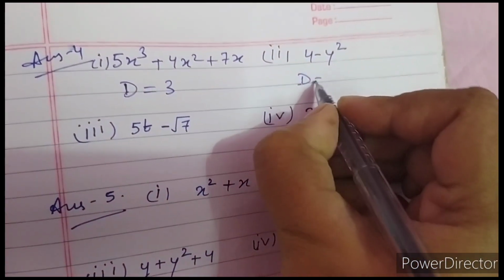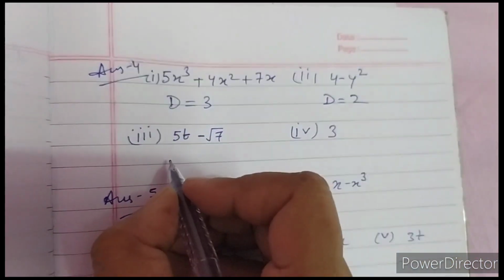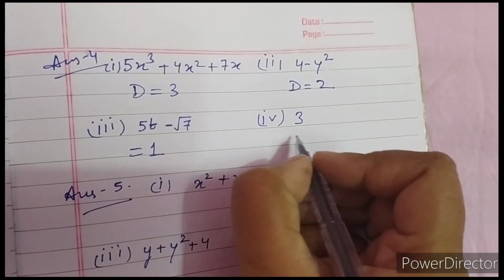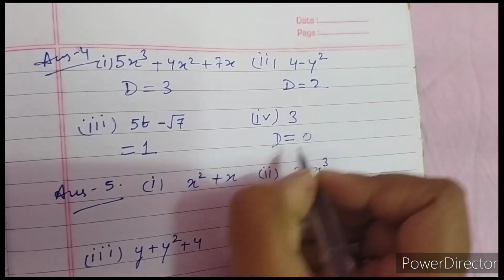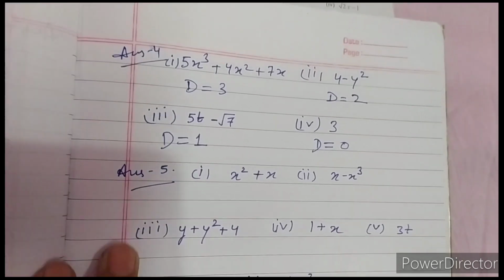Here the degree will be equal to 2. Here the degree will be equal to 1, as the maximum power of the variable is 1, and if it is a non-zero constant polynomial, the degree will be equal to 0. So these are the answers of question number 4.